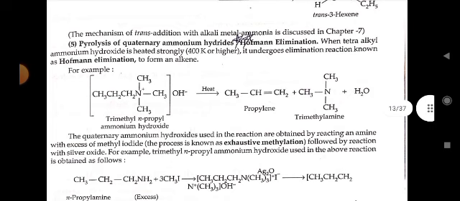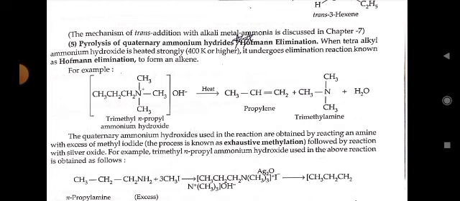Pyrolysis of quaternary ammonium hydroxides, or Hofmann elimination. When tetraalkyl ammonium hydroxide is heated strongly, 400 Kelvin or higher, it undergoes an elimination reaction known as Hofmann elimination to form an alkene. The quaternary ammonium hydroxides used in the reaction are obtained by reacting an amine with excess of methyl iodide, a procedure known as exhaustive methylation, followed by reaction with silver oxide. For example, the trimethyl propyl ammonium hydroxide used in the above reaction is obtained as follows: propyl amine with excess methyl iodide.